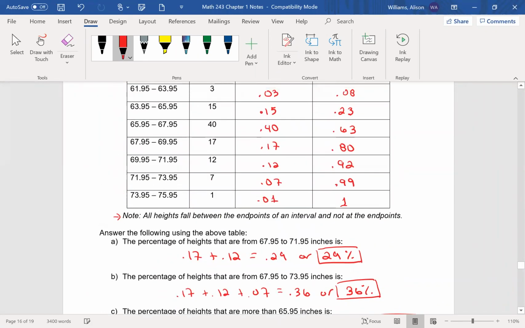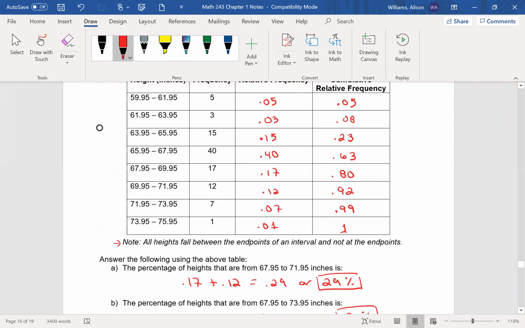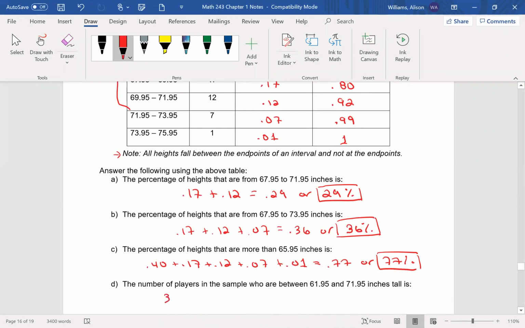So here, let me erase that. So 61.95 and 71.95. So there we go. Those players right there. So that's 3, 15, 40, 17, and 12. All right. So we're going to add all of those up, and that totals up to 87. And that's the answer. Just 87 players.